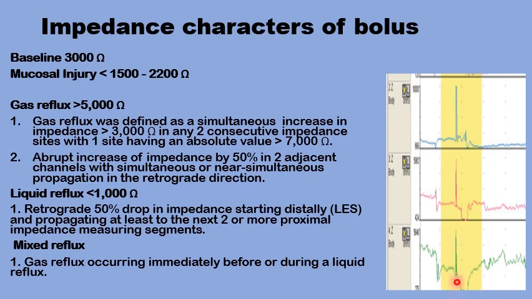And the timing of these changes in the impedance in the different segments would tell whether this is going from the upper segment down to the lower esophageal sphincter, like in swallowing, or whether it is going from the lower esophageal segment, like in here, upwards towards the upper esophageal segment, like in reflux.